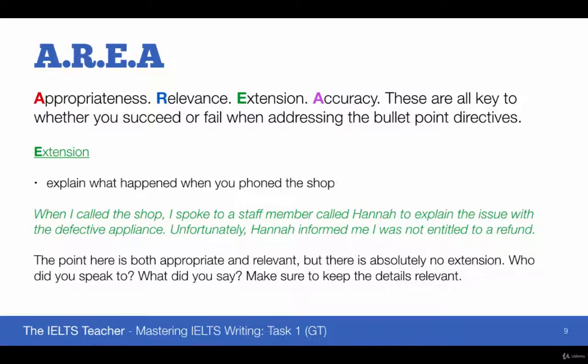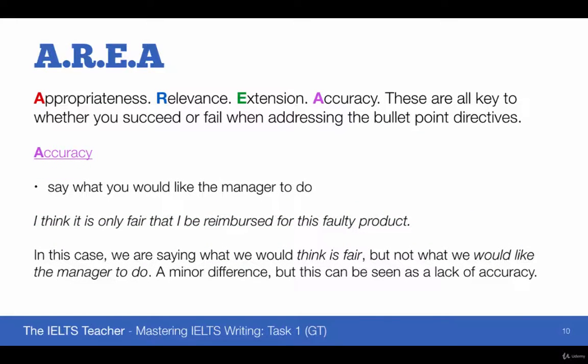Let's finally consider the idea of accuracy. So final bullet point, say what you would like the manager to do. We have the sentence, I think it is only fair that I be reimbursed for this faulty product. So in this case, we are saying what we would think is fair, but not specifically what we would like the manager to do. And that is an important difference. It may be a minor difference, but it's still an important difference, as this can be seen as a lack of accuracy when responding to the task, 100% accuracy.